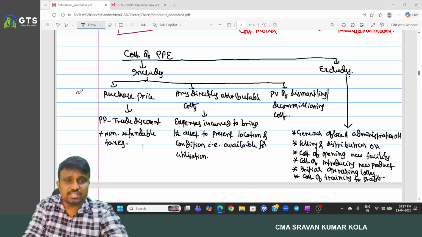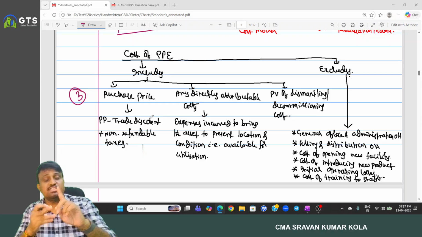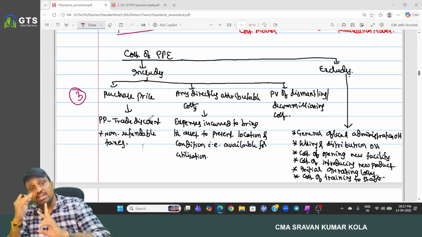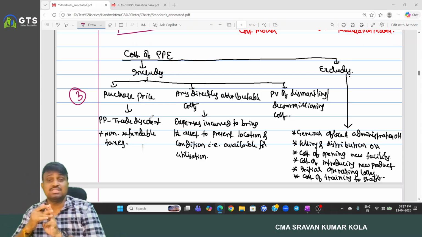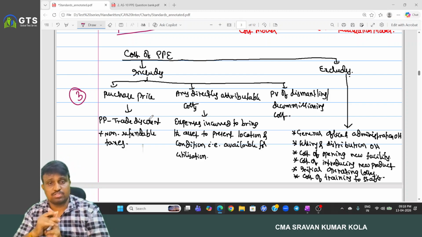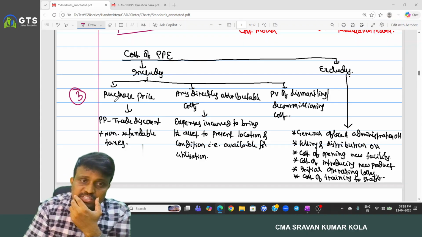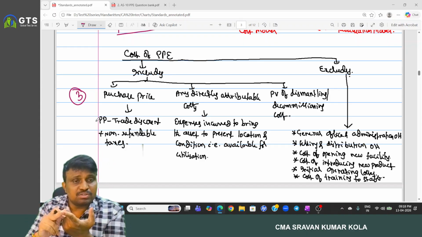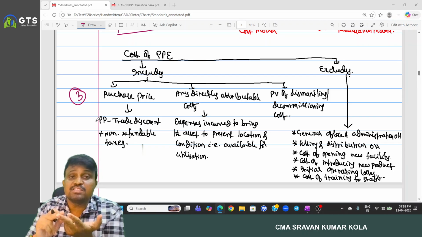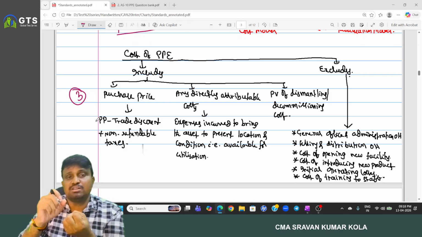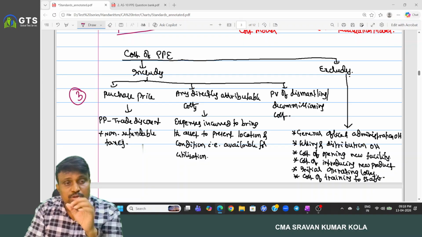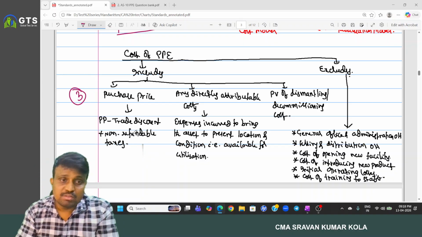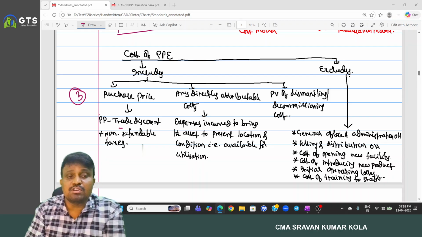Cost price generally includes three things. One is the purchase price. Another is any directly attributable cost in relation to the PPE. And another is the present value of dismantling or decommissioning cost we have. Coming to the purchase price, while calculating it we need to consider the purchase price minus trade discount if any, plus non-refundable taxes like GST not eligible for claiming ITC. Only non-refundable taxes are included in the cost of the PPE.